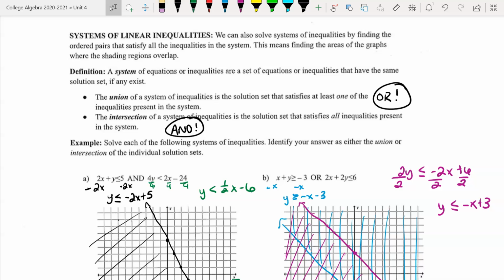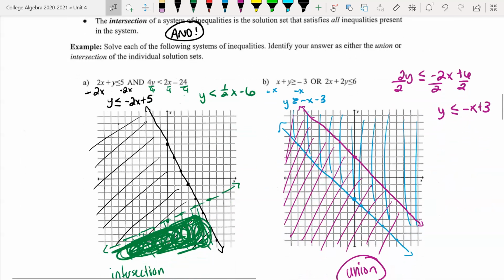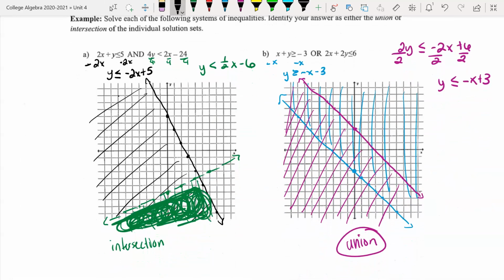And you need to know that because on the Hawks, it's going to ask you, hey, do I want union or intersection? Well, if it says or, you're going to select union. If it says and, you're going to select intersection. All right, and rather than work all these out again, I'm going to show you what I did. I subtracted the 2x, and I got negative 2x plus 5, and I got y is less than or equal to that. So I went ahead and graphed it.